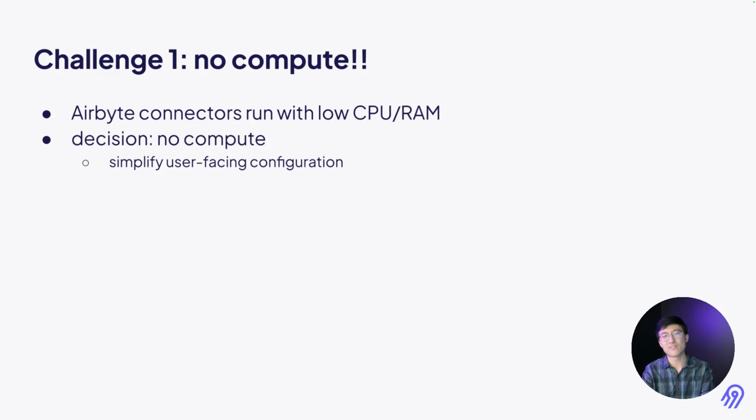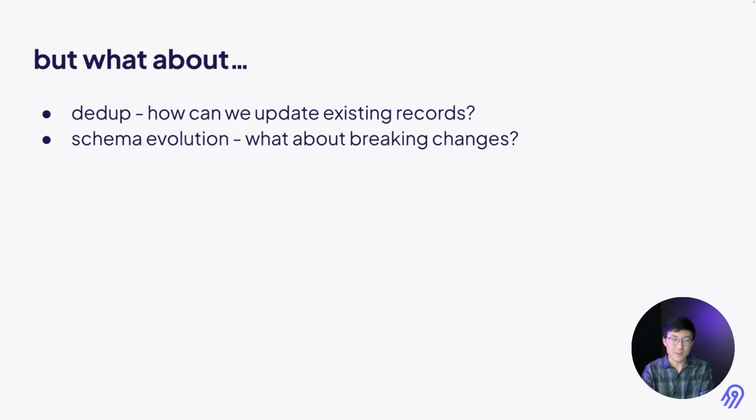And we also decided pretty early on, we're not going to ask our users to provide a Spark cluster. That's a lot of complexity. We don't want to deal with that. You don't want to deal with that. So you might be asking at this point, how do you support all these features which would normally require compute? How do you do dedupe without being able to go back and match existing records?